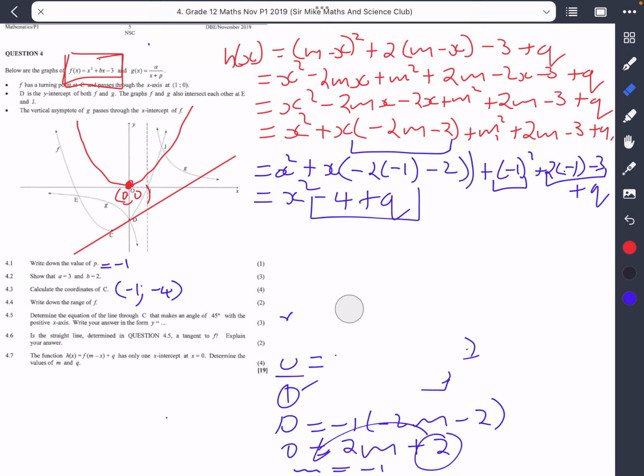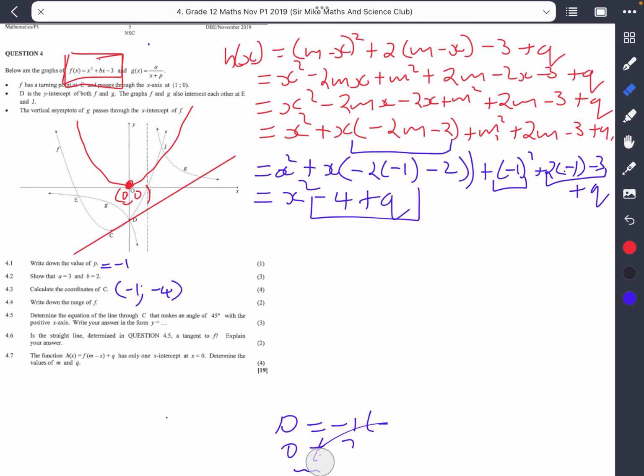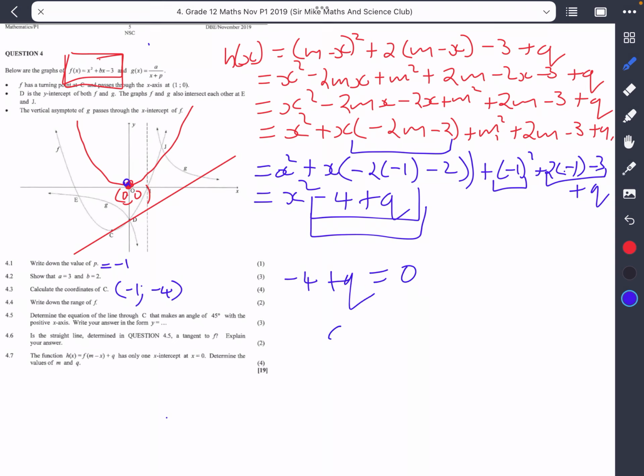But of course, for the sake of calculating it, what I'm going to do in this case is, now I know that this whole thing here must equal 0, because we know that this is the y-intercept of that graph. So I know that negative 4 plus q must give me 0. So in this case, q would actually be equal to negative 4. So we have obtained that q is negative 4, and also that m is equal to negative 1.